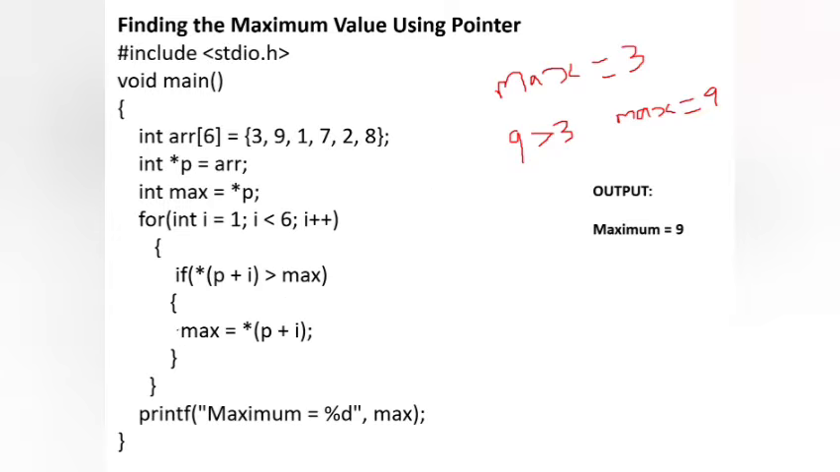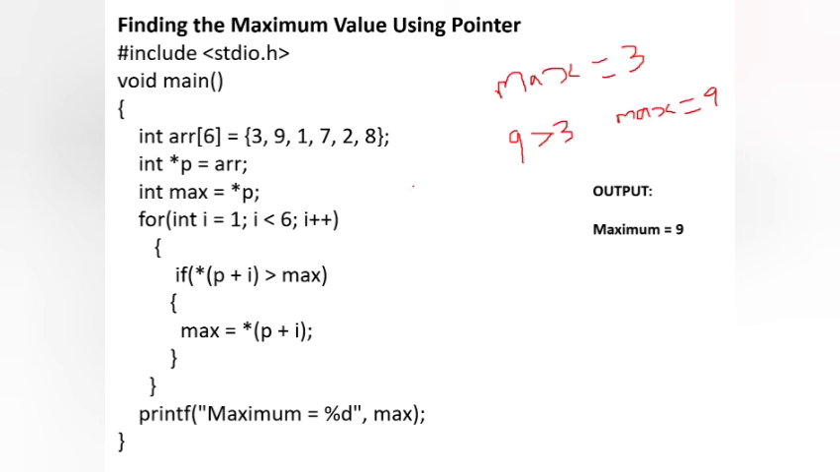Next we are checking 9 with 1. Is 1 greater than 9? 1 is not greater than 9, so the condition is wrong. Next, is 7 greater than 9? No, condition wrong. Next we are checking, is 2 greater than 9? The condition is wrong. Next, is 8 greater than 9? Condition wrong.